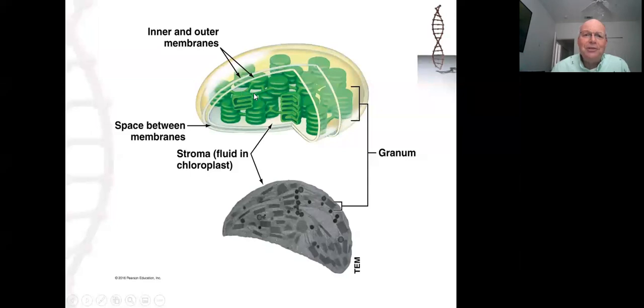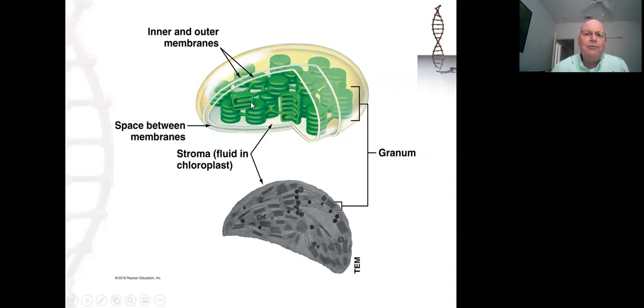Each of these stacks is in turn connected to adjacent stacks by these connecting membranes, sometimes referred to as lamellae membranes. The important point here is to remember that the internal space of all the thylakoids in each granum are connected together. And then the internal space of each granum is connected to the internal spaces of the adjacent grana by these connecting membranes, creating one large internal space called the thylakoid space.